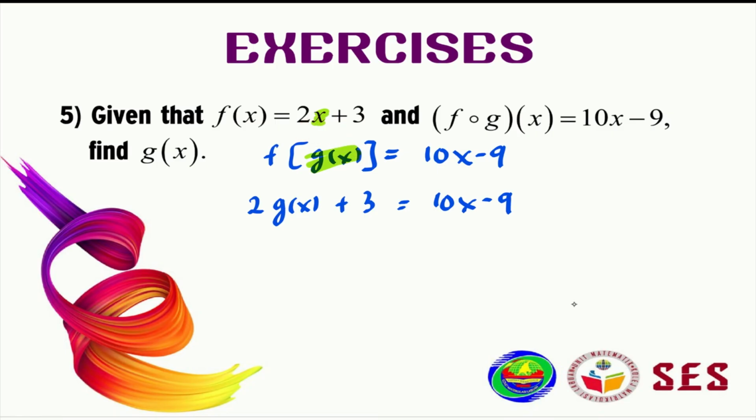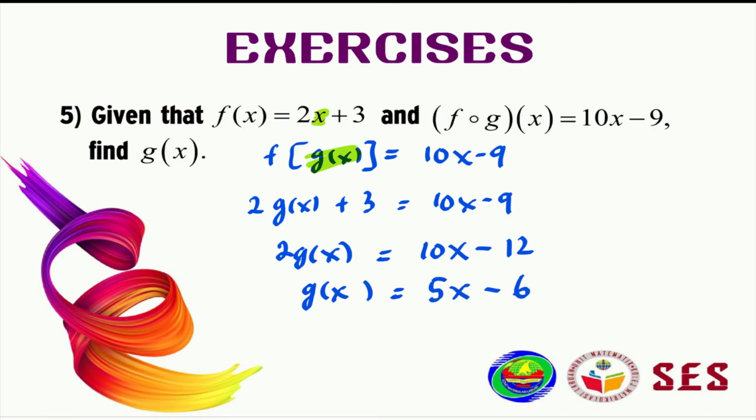Okay, so we will rearrange this equation and make g(x) the subject. Basically it will be 2g(x) equals 10x minus 12, and g(x) equals 5x minus 6. So we've obtained the g(x) already.